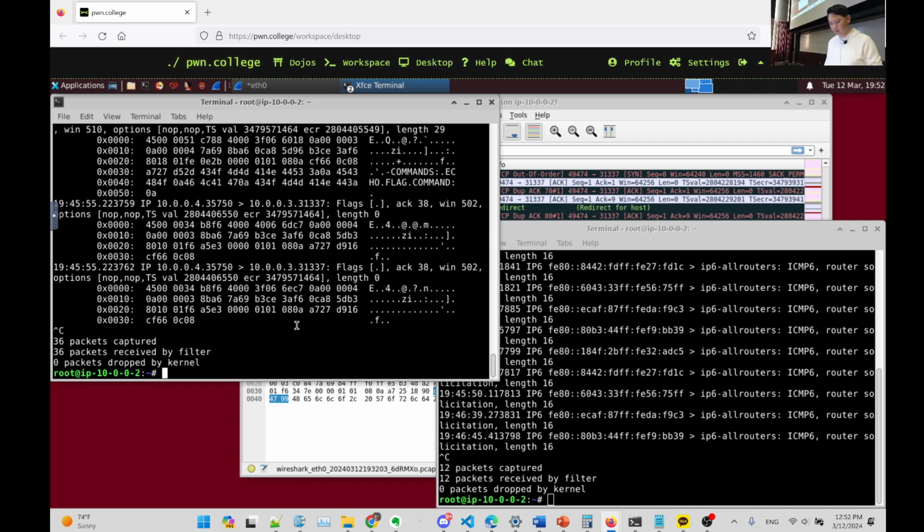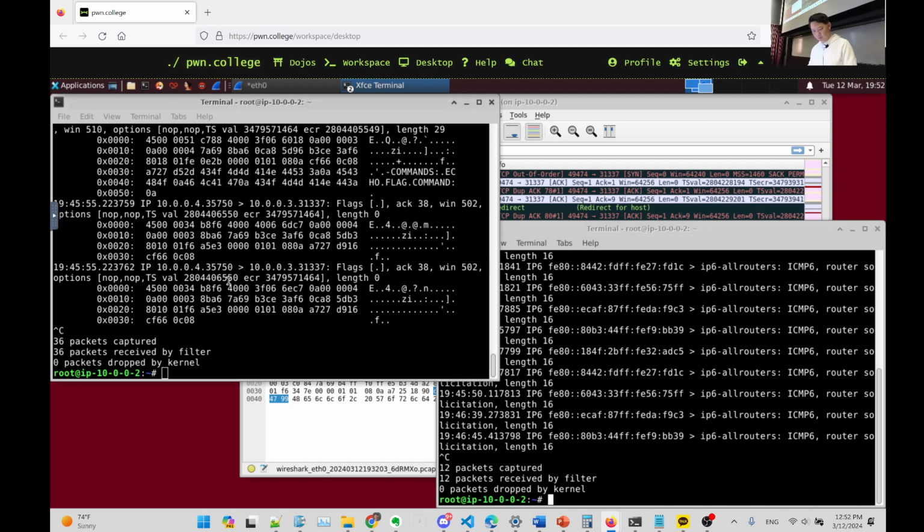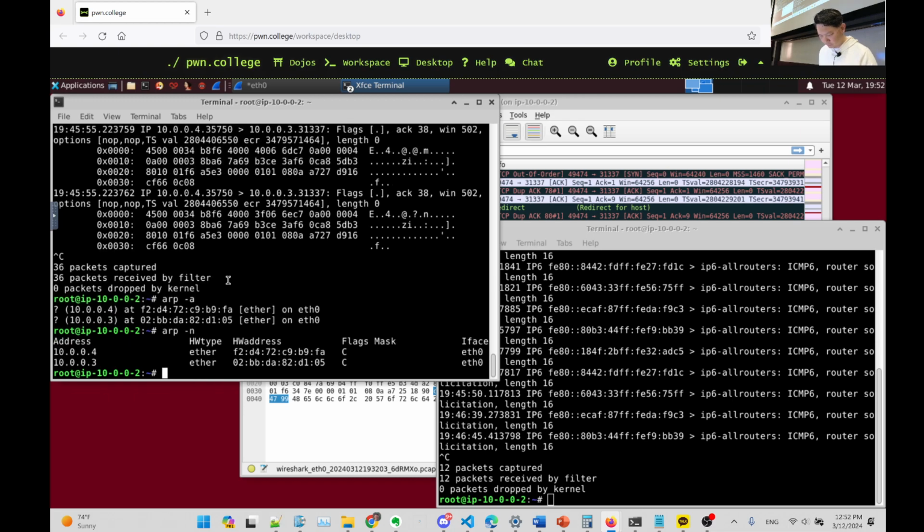Okay, so we successfully updated the cache table with our host information, right? So now host 002 has these two ARP cache tables. So we can now try to intercept the traffic and add some data between the traffic to get the flags. How can we do that?